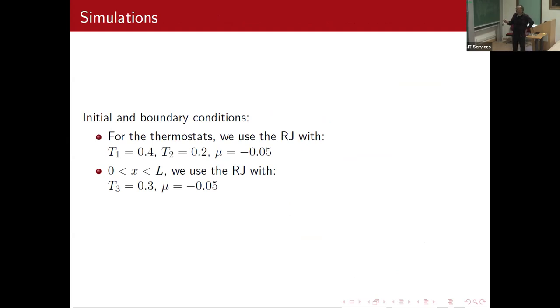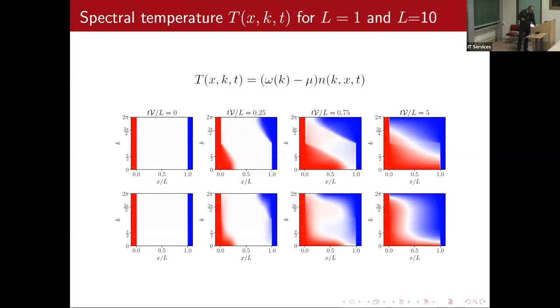For the thermostat, we use the Rayleigh-Jeans distribution for the two thermostats. So we take two thermostats with one temperature 0.4, the other temperature 0.2, and this is the chemical potential. And then we work in a box 0 to L, okay? And then we set as an initial condition a temperature which is in between the two thermostats and the same chemical potential. We want to keep the same chemical potential of the two thermostats in order to avoid flux of wave action across our domain. So we have only flux of energy. And this is the result that we get.